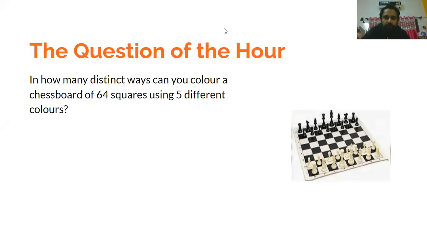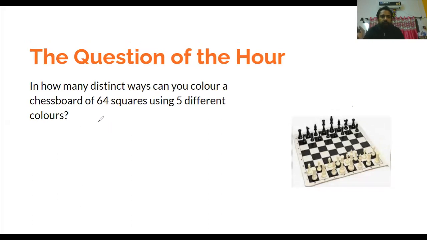We have a chessboard. I'm not drawing a 64 square chessboard. I'm rather drawing a 4 by 4 chessboard, which is the simplest I can possibly draw. And there are 4 cells, and each of these cells will have to be colored.